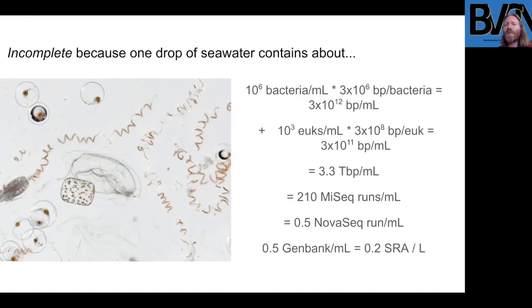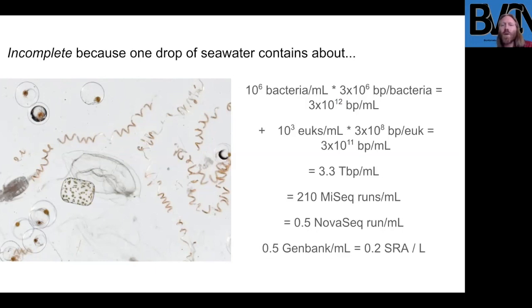So just thinking about one single drop of seawater, a milliliter of seawater contains about 1 million bacteria. Each of those bacteria has a genome that's about, on average, 3 million base pairs. And in fact, a lot of them are dividing at any given time. So they may have 2 or 3 or even more copies of their genome in their cells that are being actively replicated at any time.